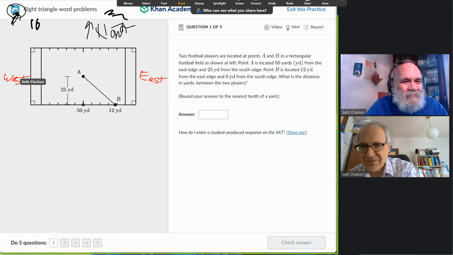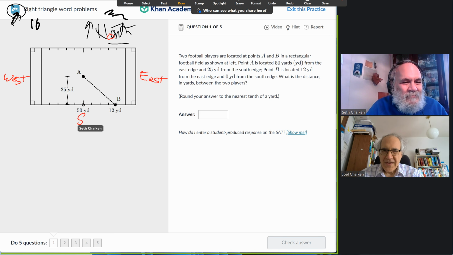I guess you always have to assume that's north, right? Thanks, Seth. Point B is located. Does it really matter if they draw the picture anyway? And point B is located.